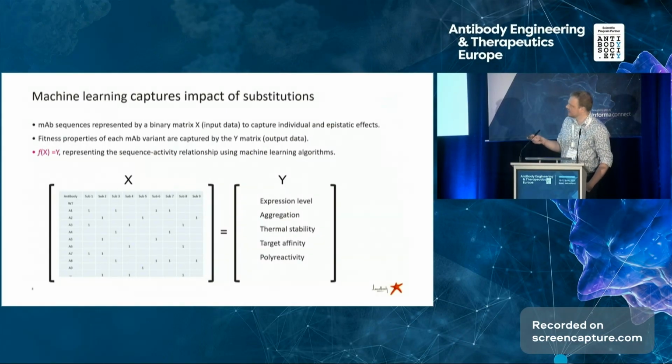Basically, with this simplistic model shown here, we would be able to delineate the impact of all of these substitutions on each of these parameters. So we would have a model, or several models, that could inform us on how each of these substitutions impacted each of these traits on the right.